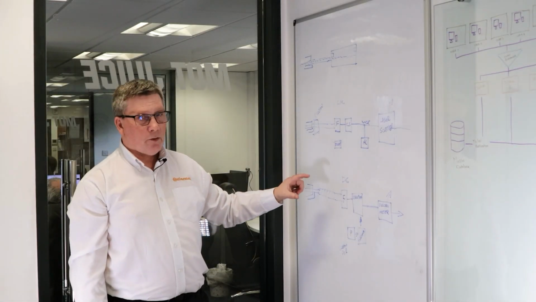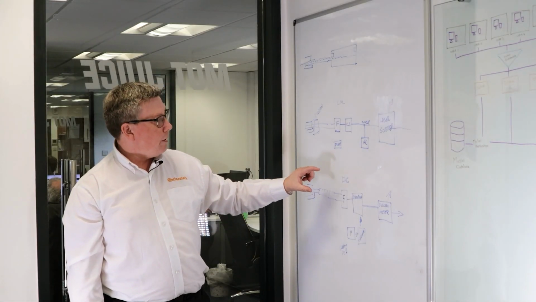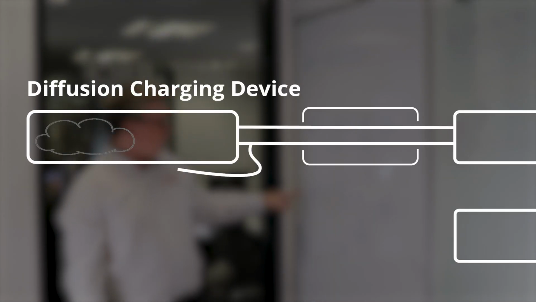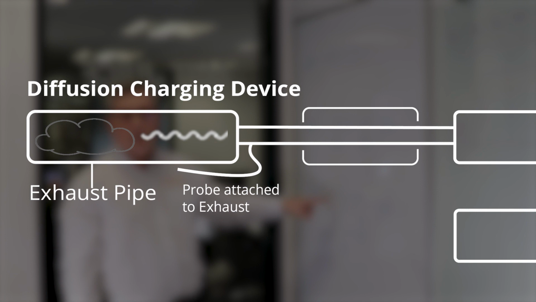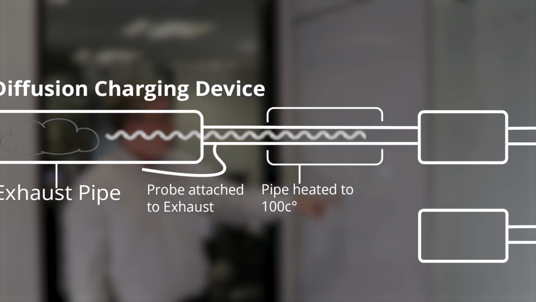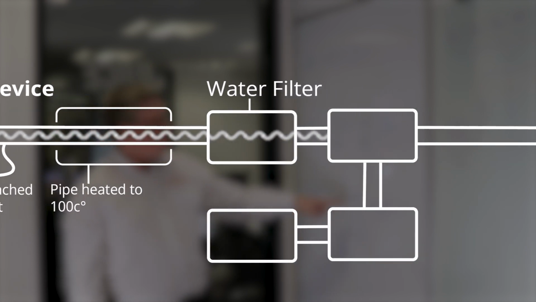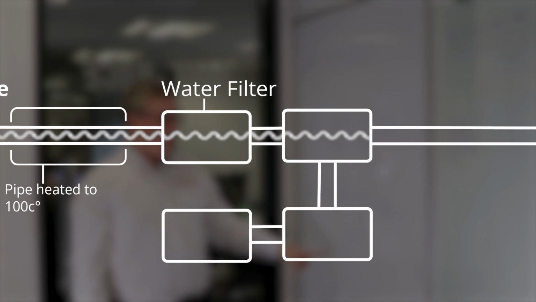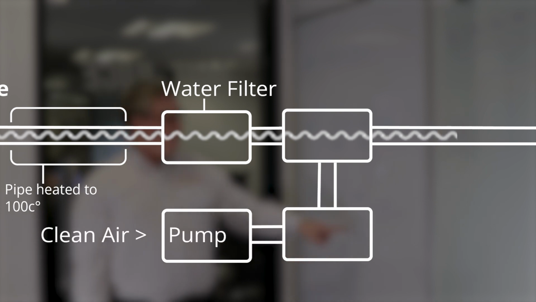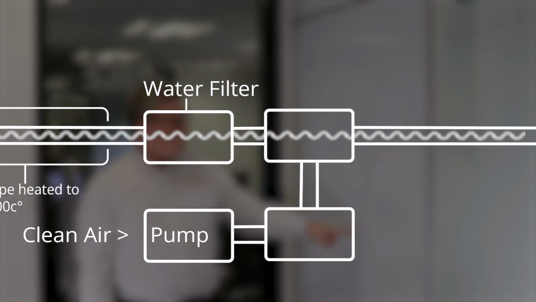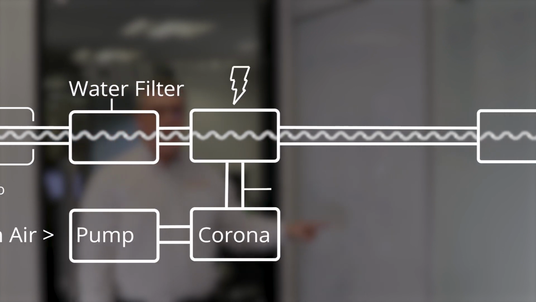The method we've chosen to use in our current meter is a diffusion charging device. So we still take our sample from the exhaust, we feed it through a heated pipe, and that pipe's at 100 degrees C to keep any volatiles in suspension. Again, we filter for water. We then go into a dilution chamber inside the machine, but at this point we're bringing in clean air through a pump, and we feed the clean air and the sample through a corona, which is a high voltage device.